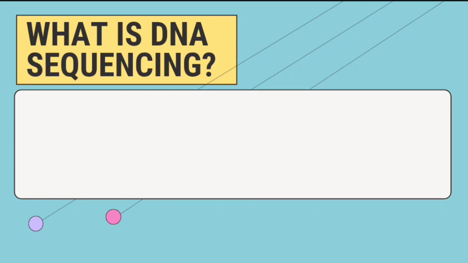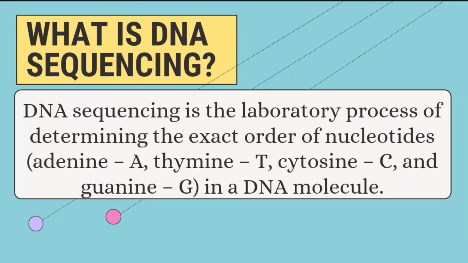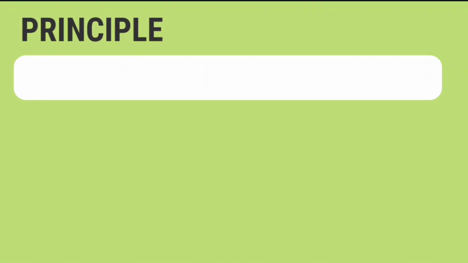DNA sequencing is a laboratory process of determining the exact order of nucleotides, that is the adenine, thymine, cytosine, and guanine in a DNA molecule. It is fundamental to genetics, molecular biology, biotechnology, and medicine, allowing researchers to decode the genetic instructions that guide all living organisms. This technique is based on some basic principles.